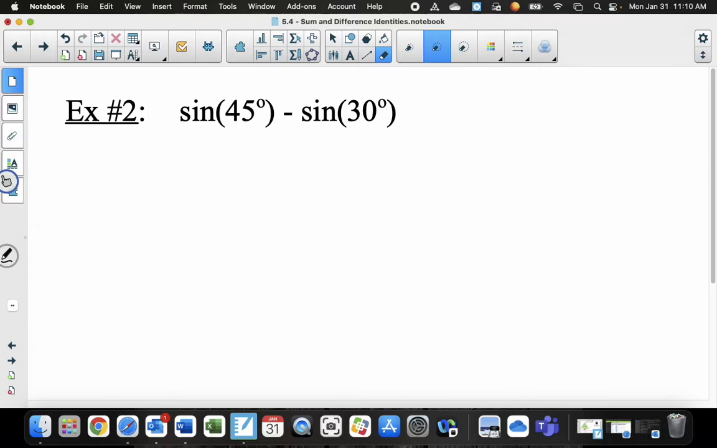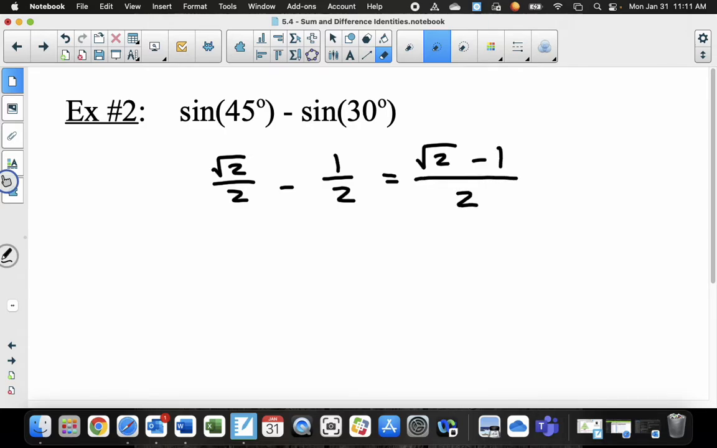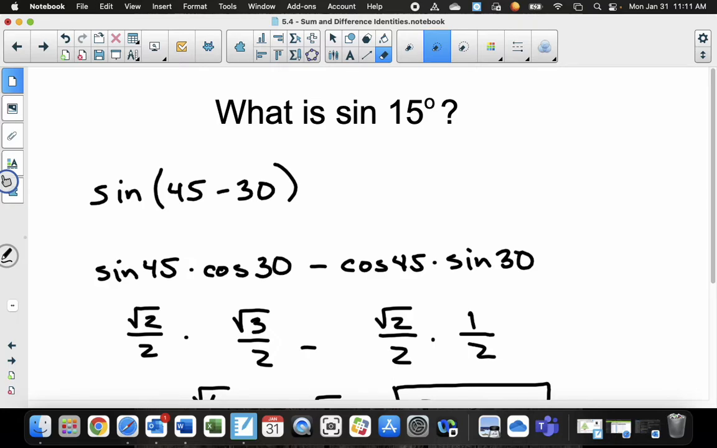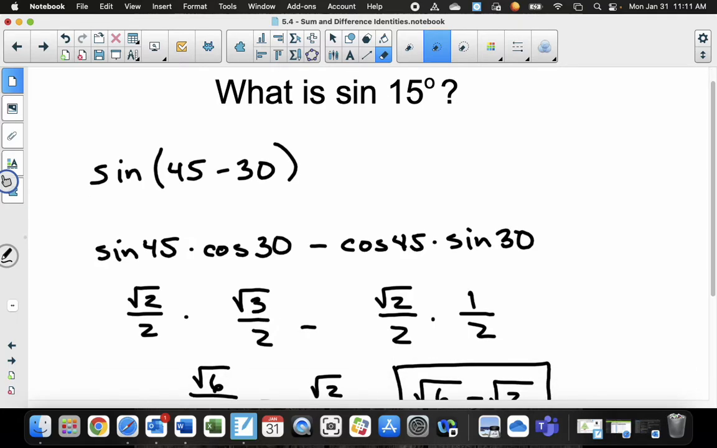So in this problem, I don't have to do anything other than get some answers and see what we come up with. Sine of 45, square root of 2 over 2, minus sine of 30 is 1/2. And if we put that together as one answer, we end up with the square root of 2 minus 1 all over 2. Did I get the same answer? No. And so the point I'm trying to make in this example is that when you have the sine of 45 minus 30, you can't take the sine of 45 minus the sine of 30. You can't just split it up. It doesn't work. You don't get the same answer.